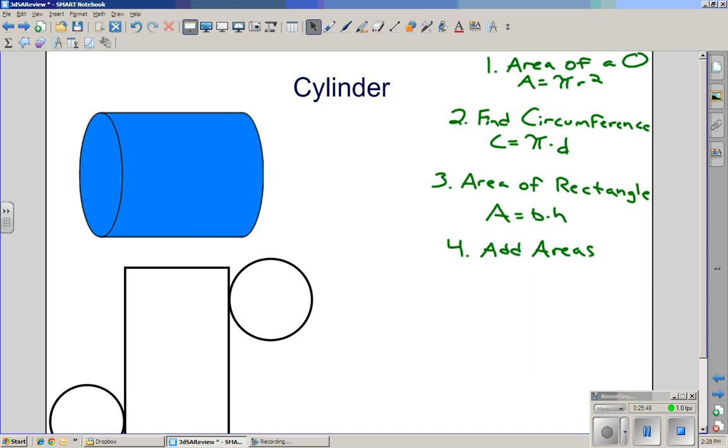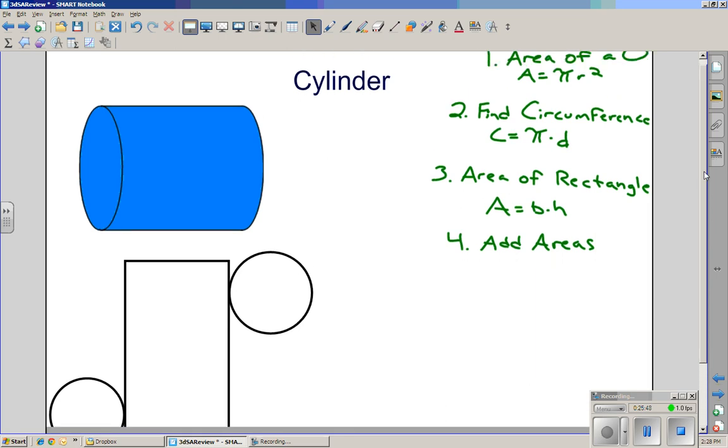So down low is our net. And for our net, we'll notice that it is 2 circles and a rectangle. So the first thing we do is we find the area of circles. The area is pi r squared. So let's put that into practice. Let me give some dimensions to this cylinder. Let's go with my radius right here, halfway through the circle, is 4 inches. And then the height of the cylinder is 6 inches.